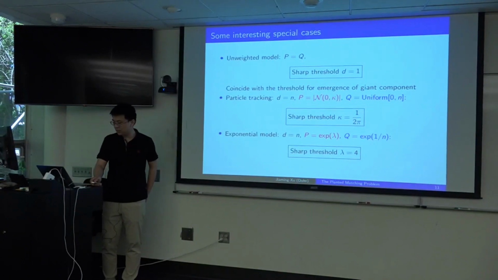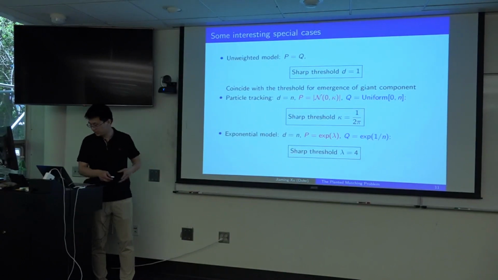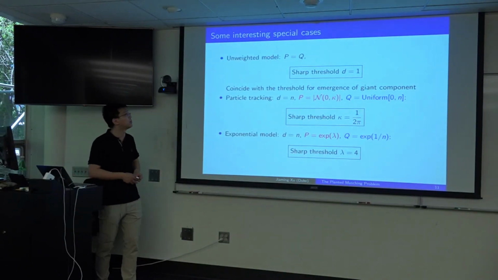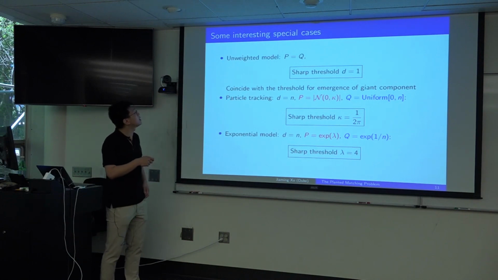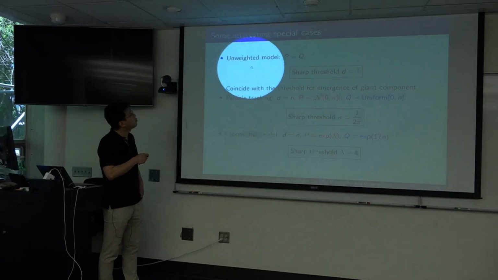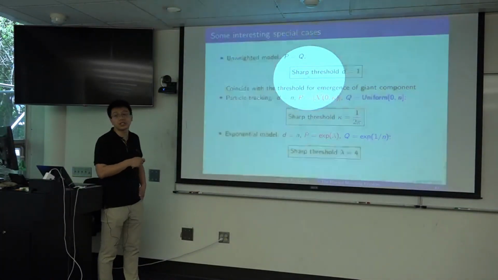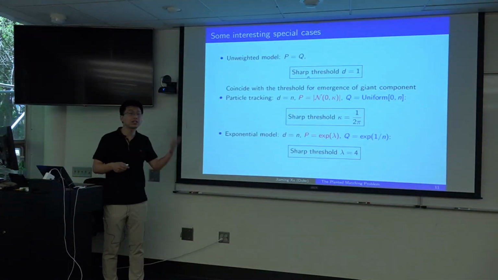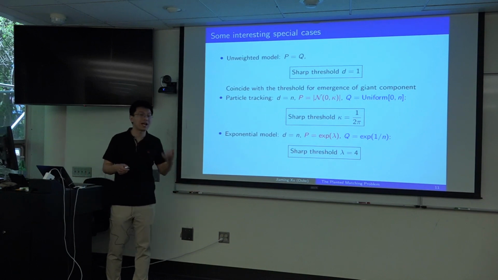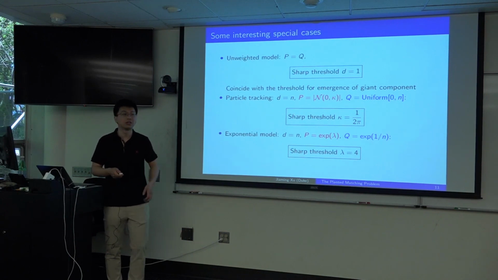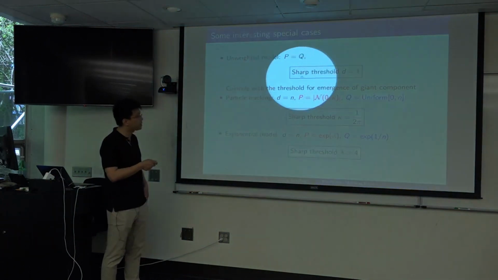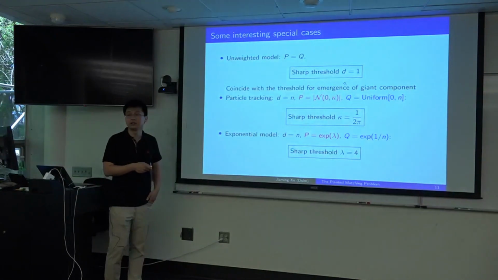Yeah, let me give you some special cases to help you understand this result a little bit more. One case is the unweighted model, where P is just equal to Q. In this case, the edge weights are not informative, right? P is equal to Q, so the only information comes from the edge connections. It turns out that in this case the threshold is just d equal to 1.